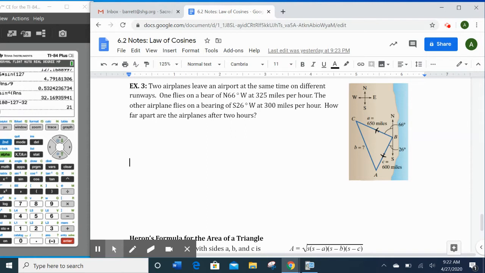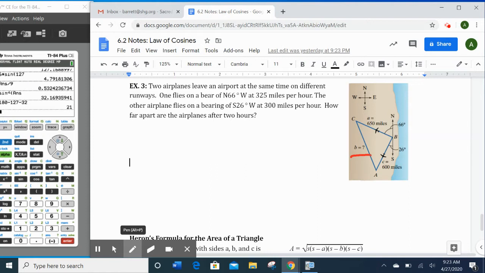So they want to know how far apart the airplanes are after 2 hours, which means they want to know what this distance is. So that distance is all we need to find. We're not finding all three sides and all three angles. We just have to think about what we are given.